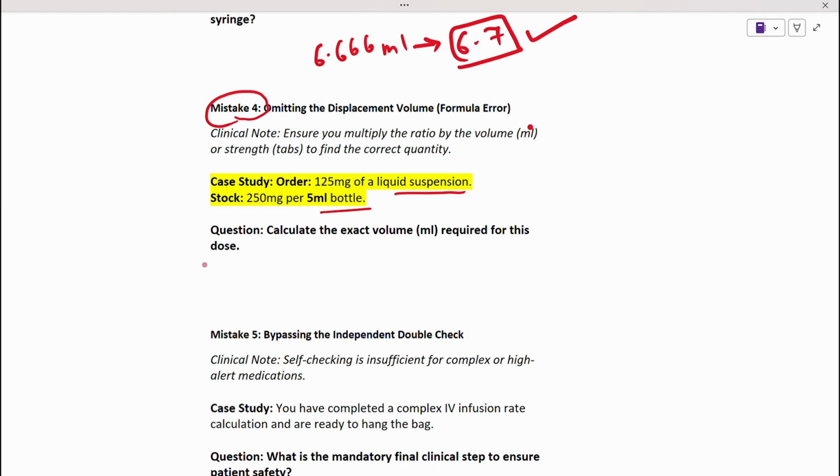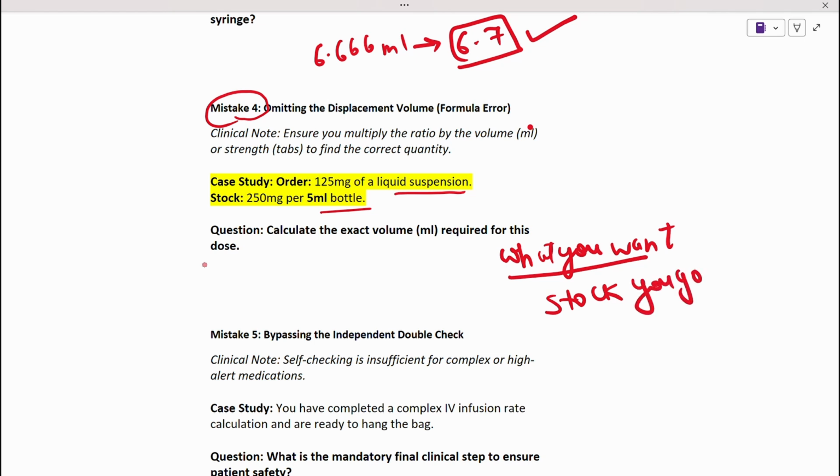So you need to know the formula, simple hai: what you want. What you want means what the doctor has ordered for the patient, divided by what you have in the cupboard or wherever you are getting the medicine, times the volume. So 125 divided by 250 is 0.5, and then if you multiply with 5 mil it will be 2.5 mil.